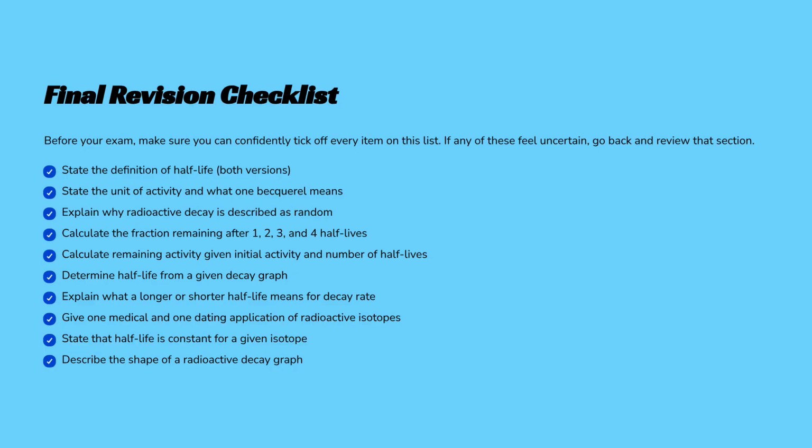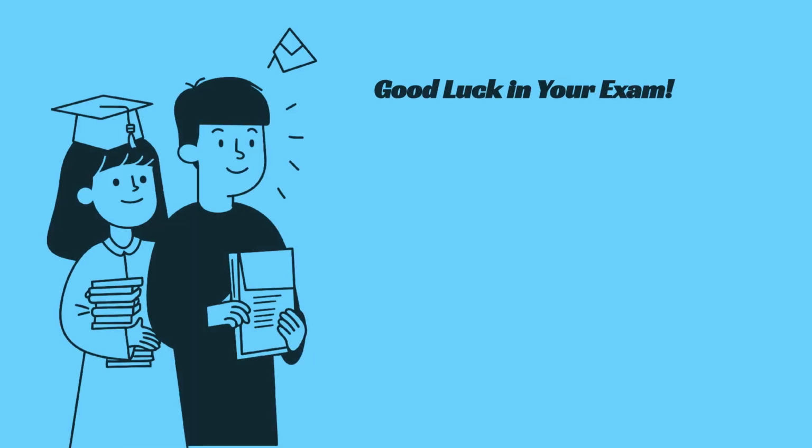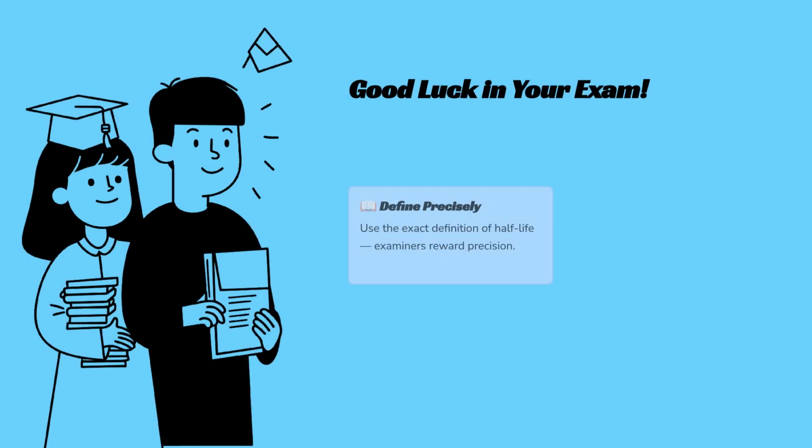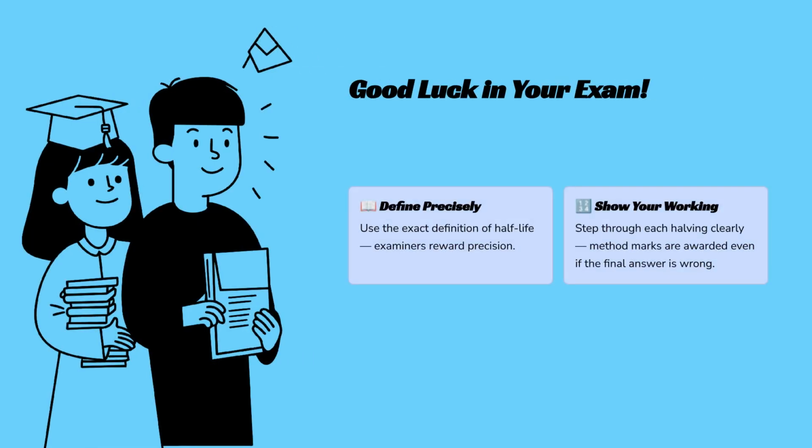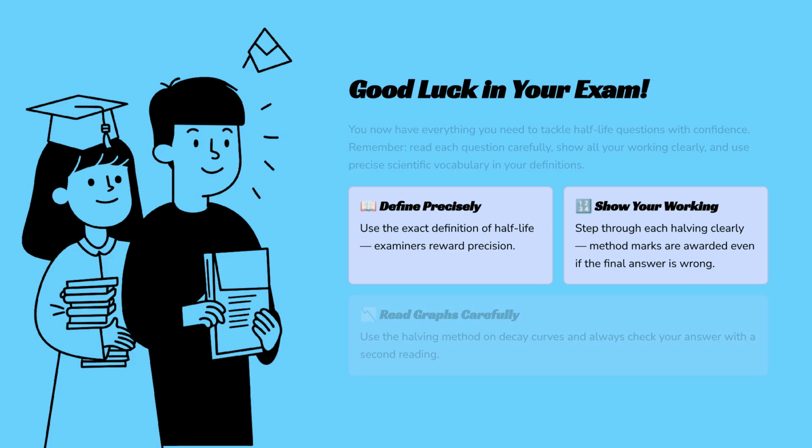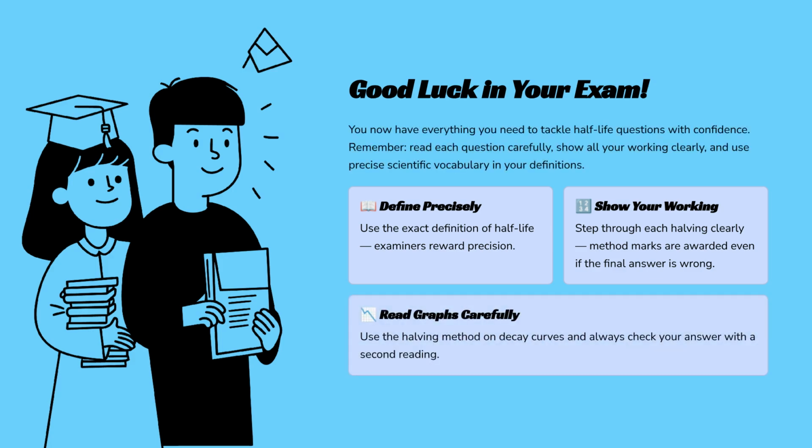Use this final checklist to audit your knowledge. If you are uncertain about any of these points, such as calculating fractions or explaining why decay is random, go back and review those specific sections before your exam. Good luck in your exam. Remember to define your terms precisely. Show all your working clearly for potential method marks, and read graphs carefully. You have the tools you need to succeed.